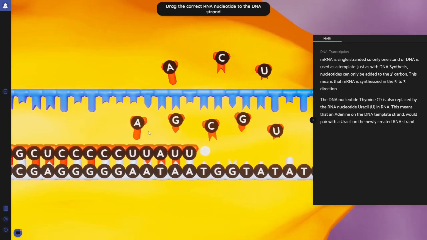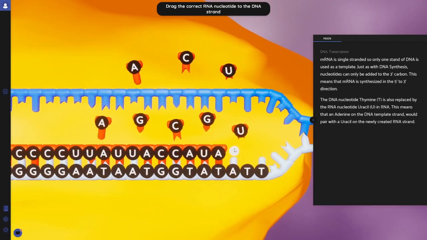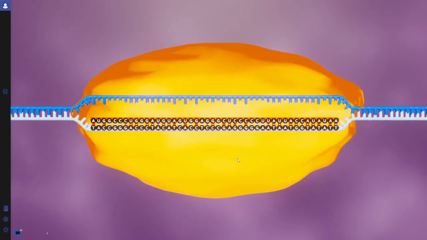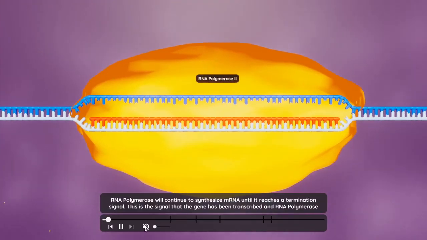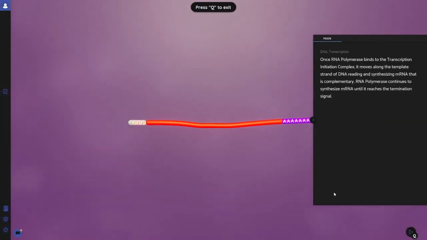Almost done. This bit takes kind of forever. It's a little bit annoying. RNA polymerase will continue to synthesize mRNA. We don't care about that. So let me go into the next thing.